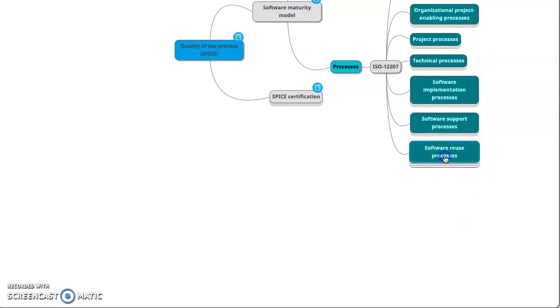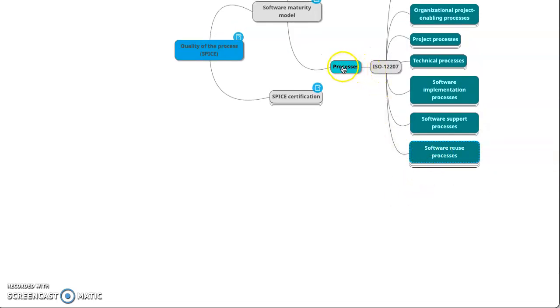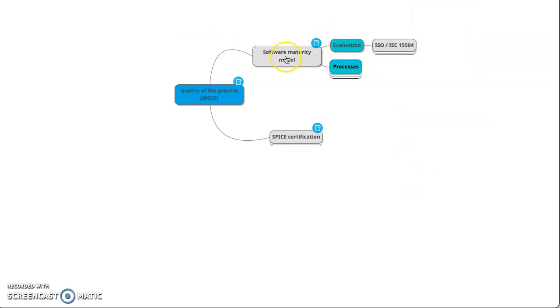We have as well these three regarding how you will reuse the software if it's necessary, how you manage the domain, how you manage the reuse of the management, and how you manage the program. And this includes human resources and stuff like that. So after having this brief information of the software maturity model, we will talk about the SPC certification.